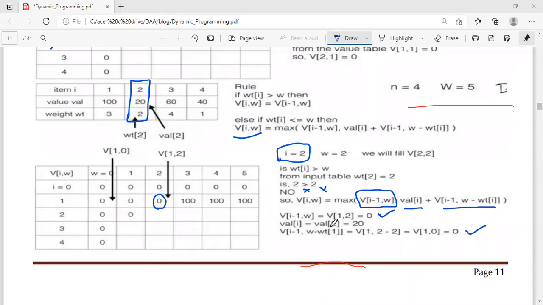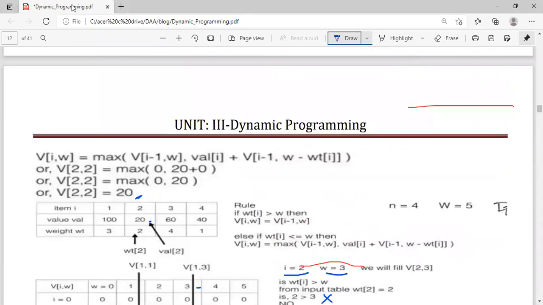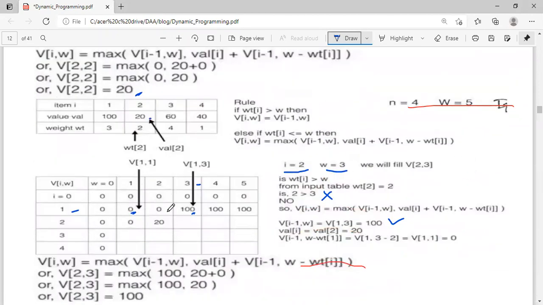Okay, now we need to add in the formula: 0 comma 20 plus 20 is 20. Which one is the maximum? 20. So we write the 20 in the box at 2 comma 2. In this 2 comma 2 we are adding 20. The same we do here also, but here the value is going to be changed.